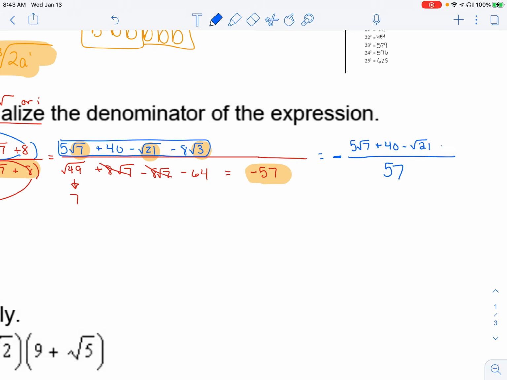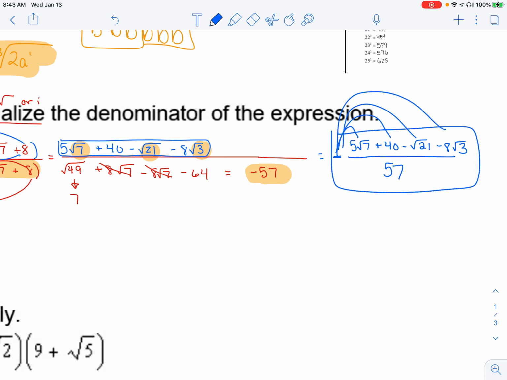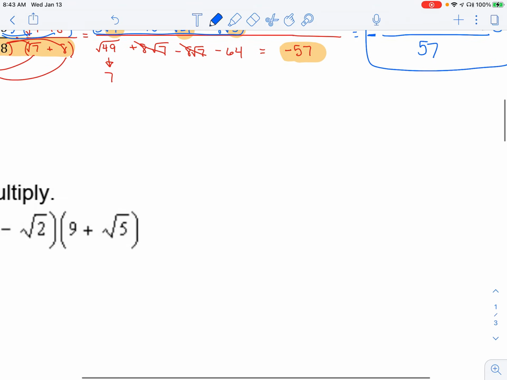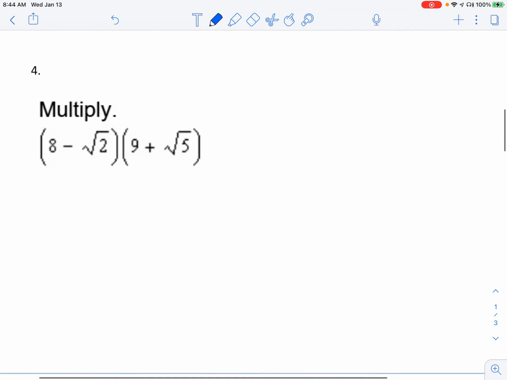That's an ugly answer. I like it when you can put them together, but that's what happens when you make things up. Now, you might see this negative being distributed, and that would be okay. It won't be in front anymore. But you won't see an answer where it's a negative on the bottom.